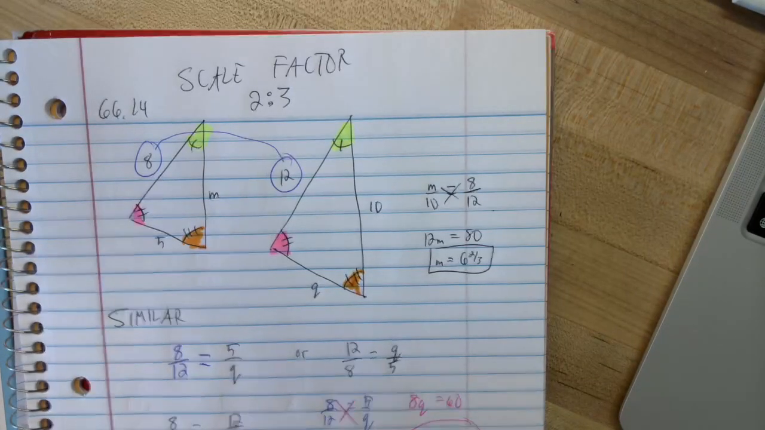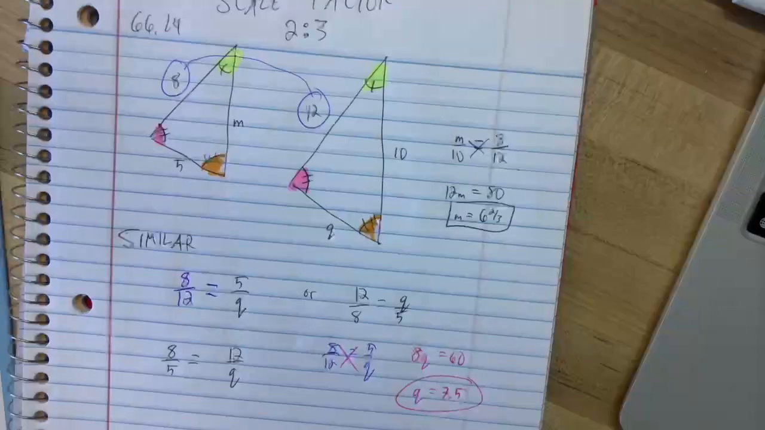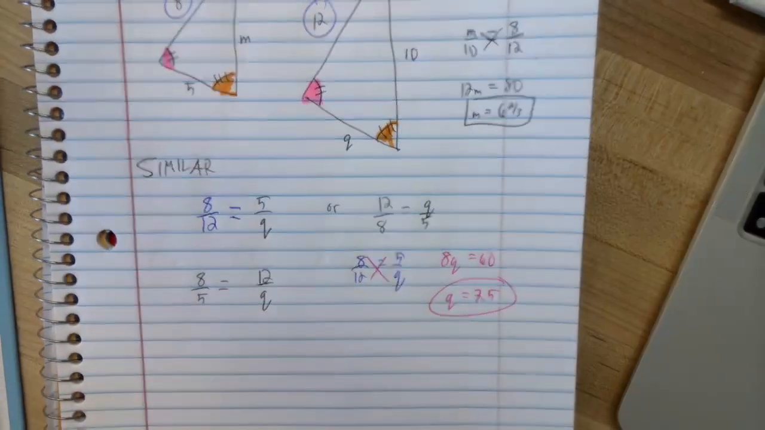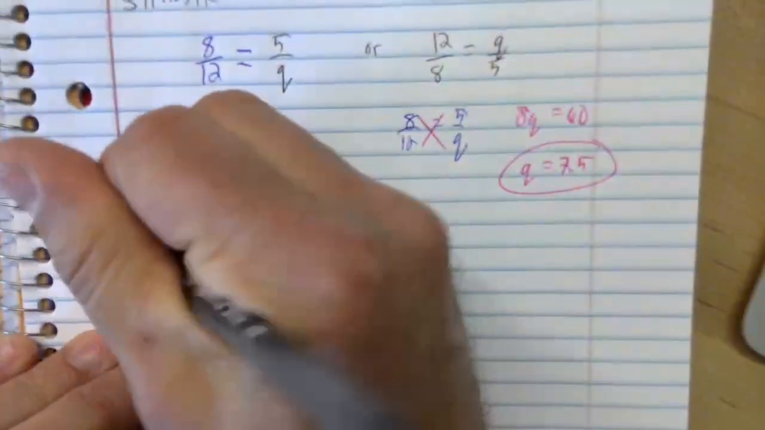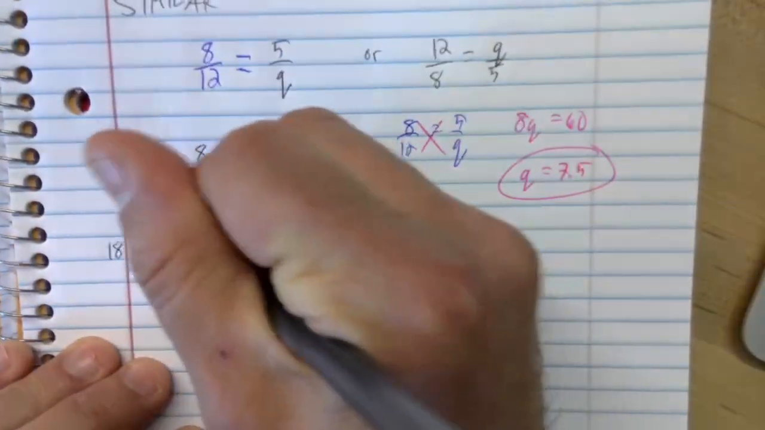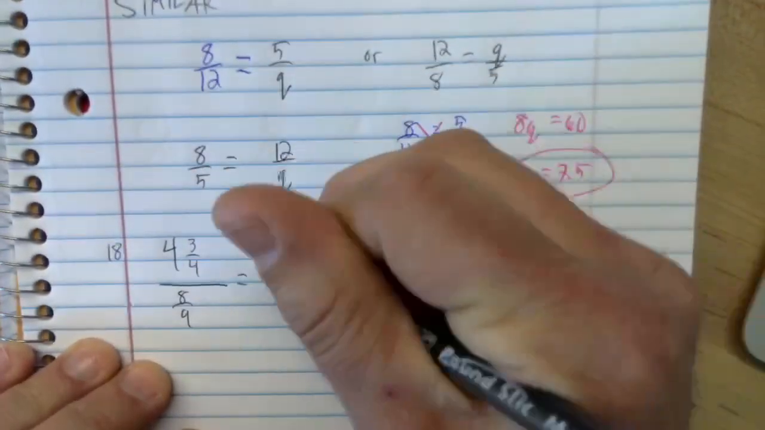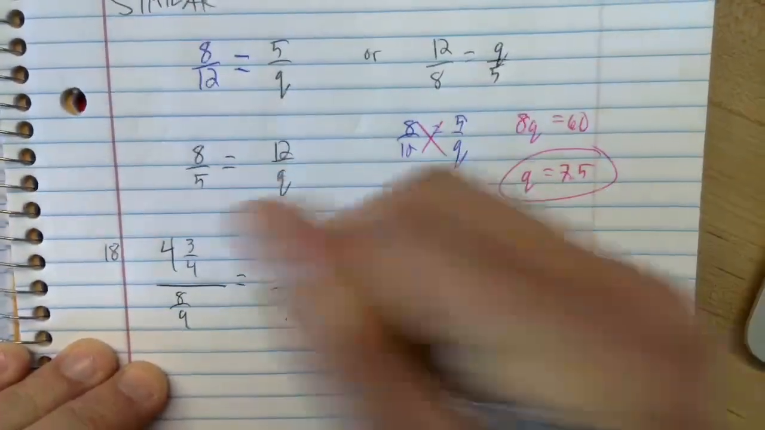All right, what else was asked? Let's see. 18. Oh, yeah, I did 18 last period, too. Funny how that works out. That's why I wanted to do that, see what problems were most missed on the test. So 18 requires us, we have 4 3/4 over 8/9 equals 2 1/9 over x.